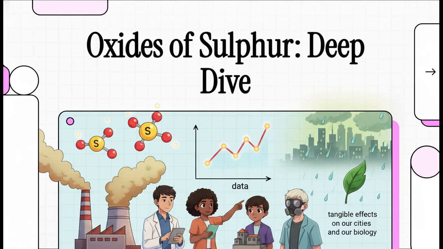Welcome to this explainer. Today, we're going to completely break down the chemistry, the origins, and the real-world environmental impacts of sulfur oxides. Whether you're studying environmental science right now, or you just want a much clearer understanding of the actual air we're breathing every day, we are going directly to the data. We'll trace these compounds all the way from their basic chemical origins right through to their tangible physical effects on our cities and our biology.